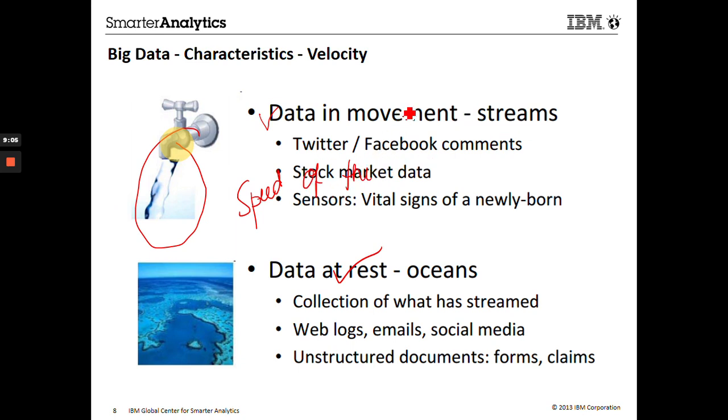Examples of data in movement are Twitter and Facebook comments, stock market data, sensors, the vital signs of a newly born. So those are the streams. Streams kasi it is active, right? Dynamic.